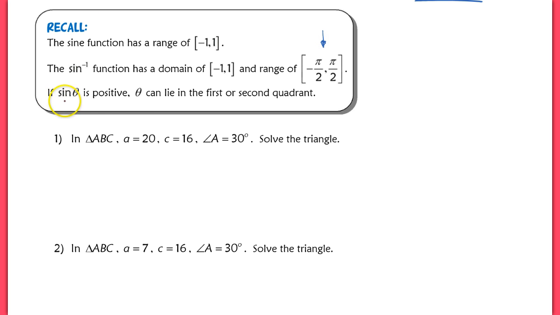And finally, if the sine of theta is positive, then we know that theta has to lie in either the first or second quadrant, meaning we can depict this here. If the sine of theta is positive, then theta must fall somewhere on the unit circle between the first and second quadrant. All right, so we'll keep all of these facts in mind now when we start solving these particular angle-side-side problems.